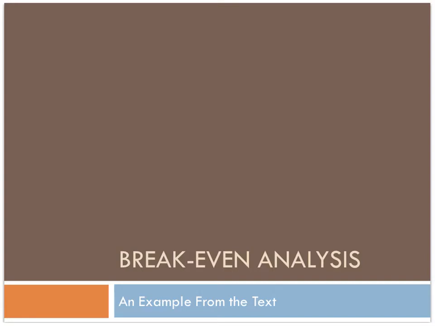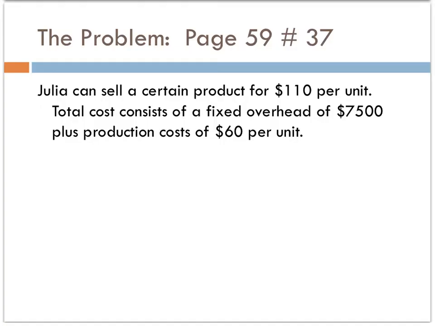In your text, I'm working from page 59. I'm going to look at problem number 37. In that problem, we have Julia who can sell a certain product for $110 per unit. The total cost consists of a fixed overhead of $7,500 plus the production cost of $60 per unit. So what that means is, right off the bat, she has to spend $7,500 just to be in business. And it costs her $60 for every unit that she has to make. So that's how much it costs her to be in business. But she can sell each of those products for $110.